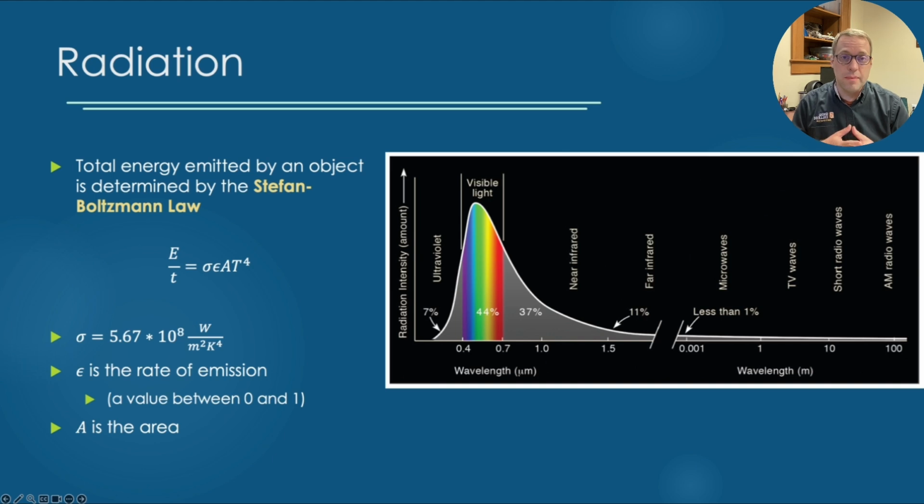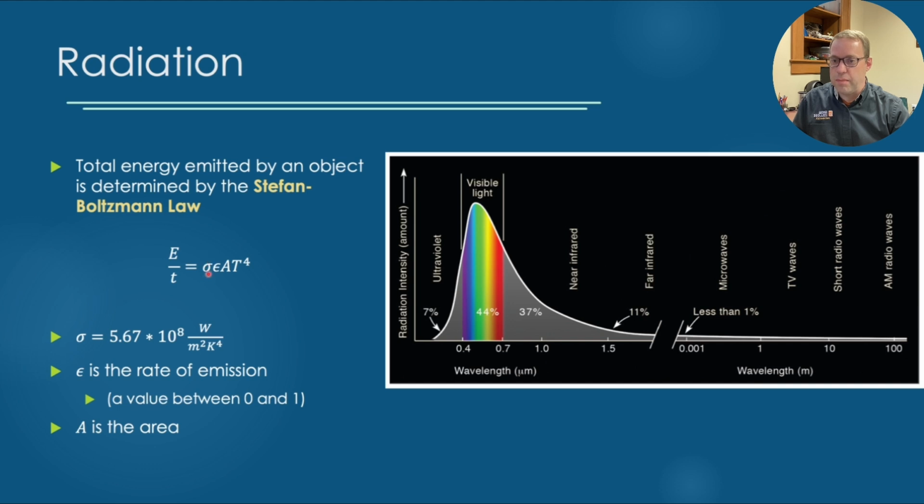Another principle that's important is how much energy can be given off by an object. And this law is the Stefan-Boltzmann law. And it describes the total amount of energy emitted by an object. And here you have this interesting equation that the amount of energy given off in a matter of time is going to be some number.